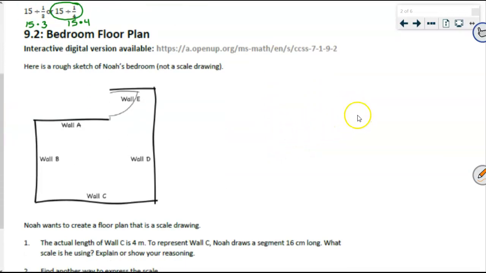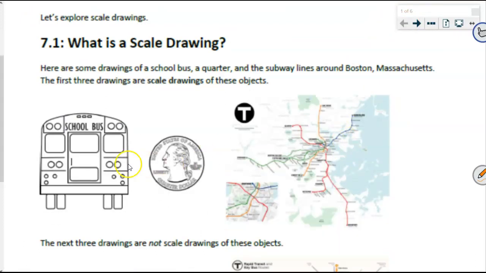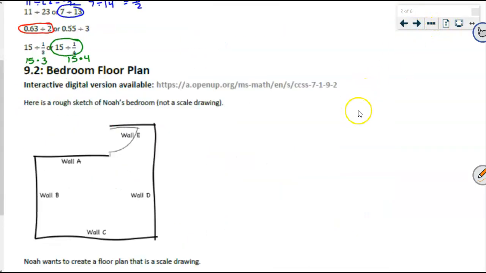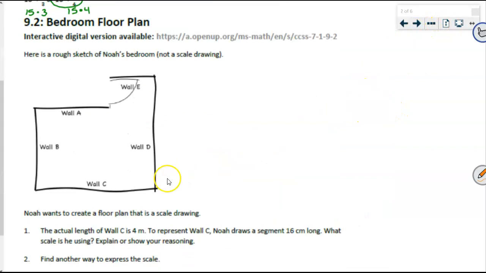So, bedroom floor plan. Here is a rough sketch of Noah's bedroom. This is not a scale drawing, right? We saw what scale drawings were. They're very precise, they're very accurate. And do you think that his walls are really going to be swooshy like that? Okay, so it's not a scale drawing. It's just a rough sketch.